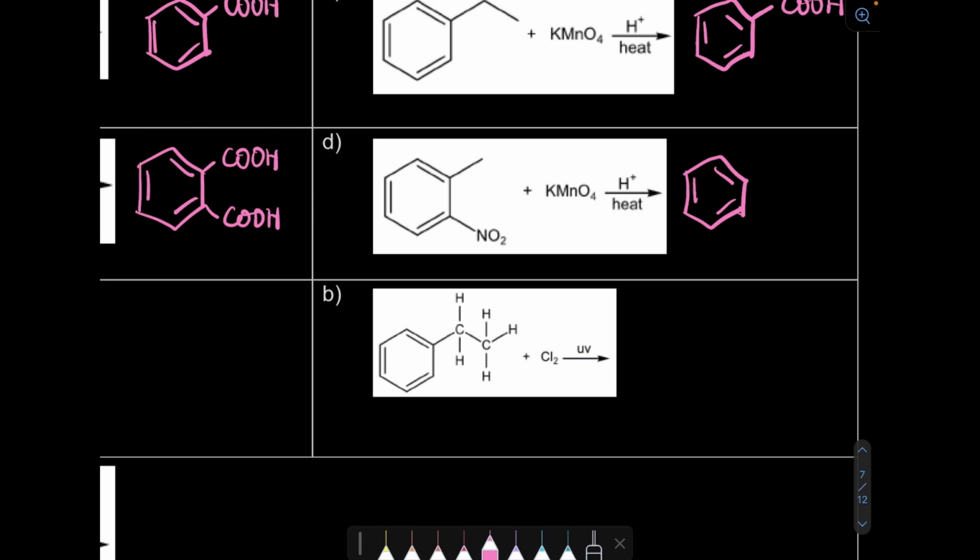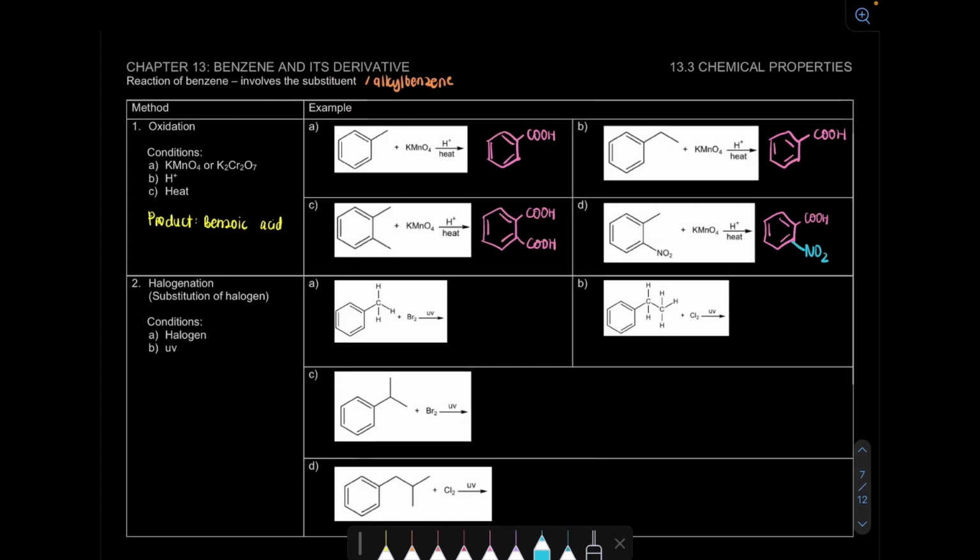If it's not an alkyl group, it will not form carboxylic acid. Question D, so what happened here? Here it will become COOH, but NO2 is not an alkyl group, so there's no change. So that's for oxidation.